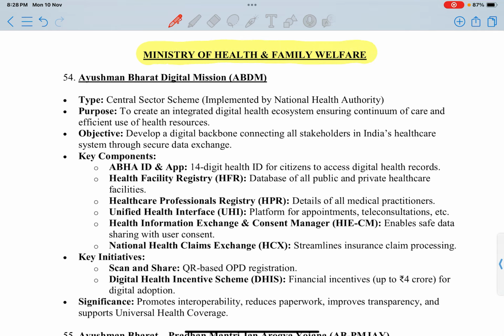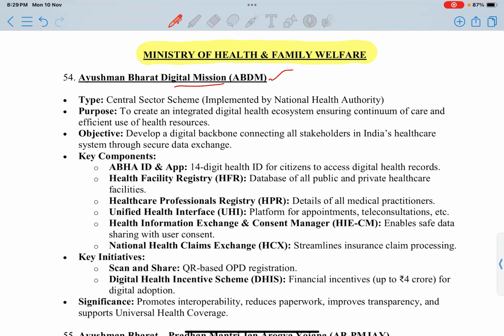Okay, under this ministry, you will find some very important schemes, which are also some OG schemes, basically the backbone of the Indian health service. So let's get started. The first scheme that we are going to talk about is the Ayushman Bharat Digital Mission.